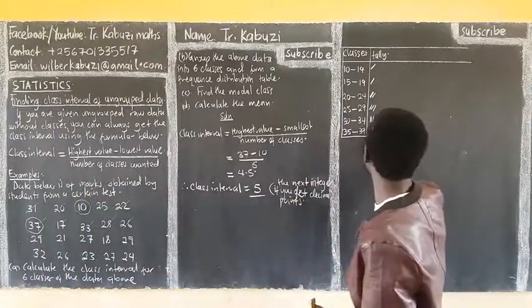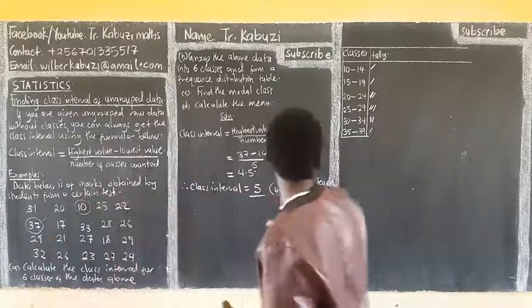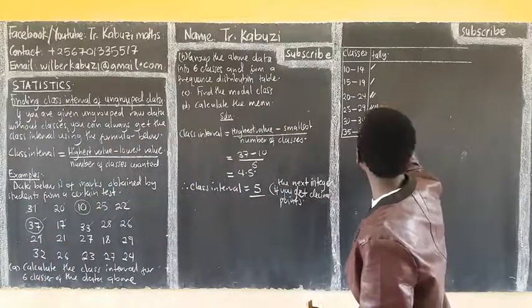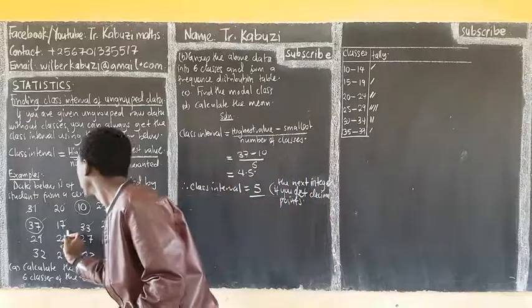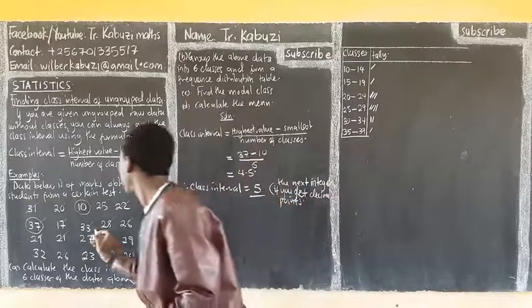Come to our 37. Our 37 is in the last class. Come to our 29. 29 is here. Come to our 21. There. Our 27.